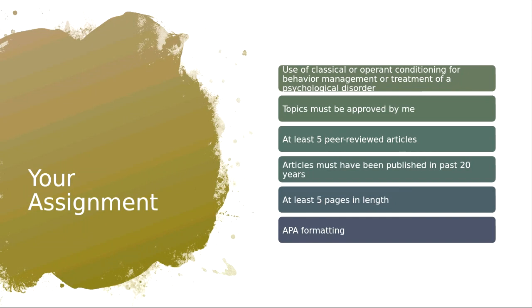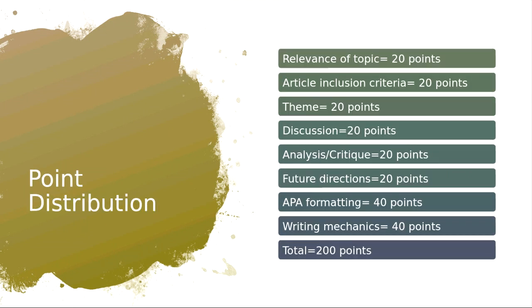And you will need to use APA formatting, 7th edition. Now, this is how your grade will be determined for the paper. I won't read this to you. I'll just give you a couple of seconds to look over this, but just know that your paper is worth a total of 200 points, and this is how those points are distributed.